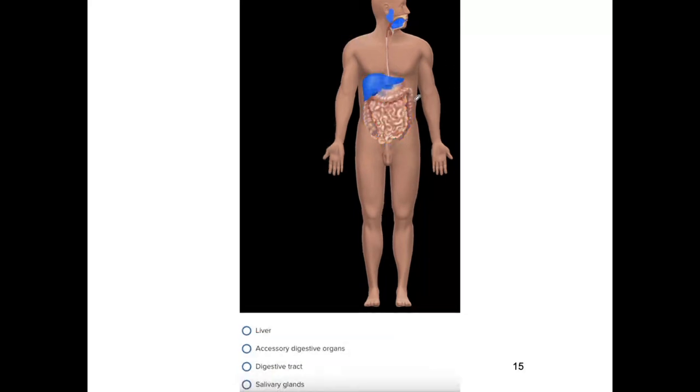Okay, now we're still looking at the digestive tract, but it wants to know, what are these salivary glands, and what is the liver, and what is the pancreas? Well, these blue structures are not just the liver, it's not just the digestive tract, it's not just the salivary glands, but these are the accessory digestive organs. They're helpers in the game of digestion.